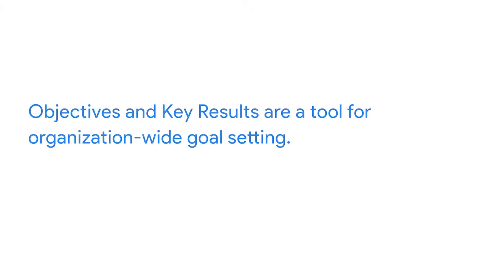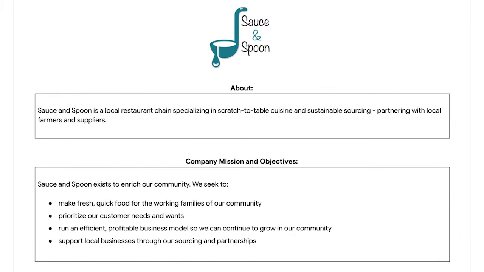Objectives and key results are a tool for organization-wide goal setting. OKRs combine a goal and a metric to determine a measurable outcome. Let's break OKRs down. The objectives portion of the OKR defines what needs to be achieved, which is similar to a goal. The key results portion of the OKR defines how an organization, team, or individual will tangibly measure their success in meeting the objective. For example, one of Sauce and Spoon's objectives might be to prioritize customer needs and wants. So the key result that indicates they've reached this objective could be addressing feedback from customer reviews within 24 hours.